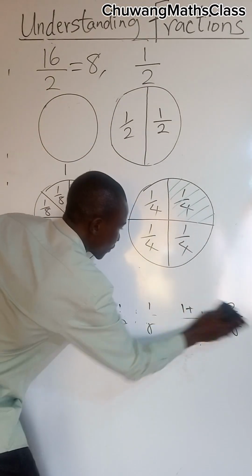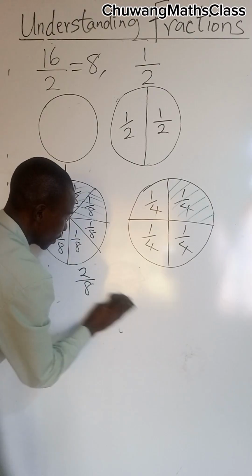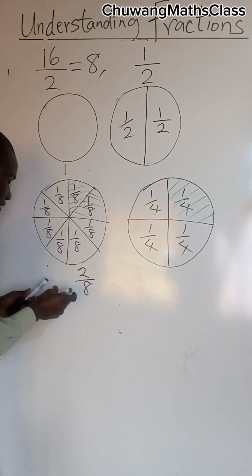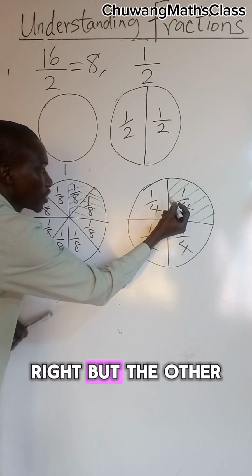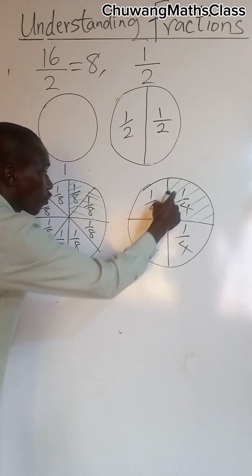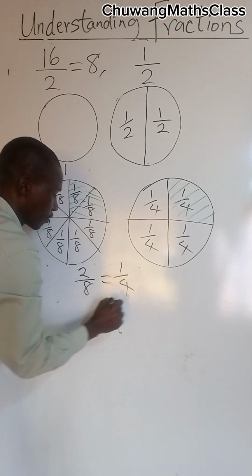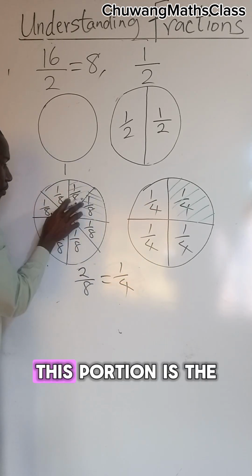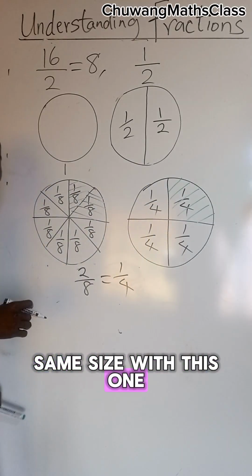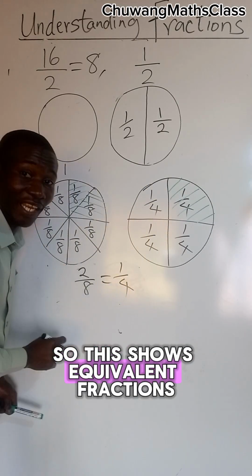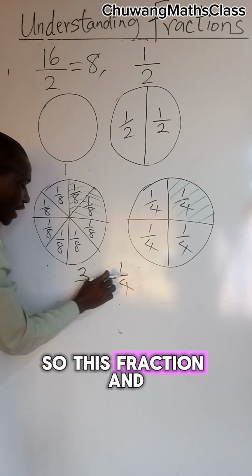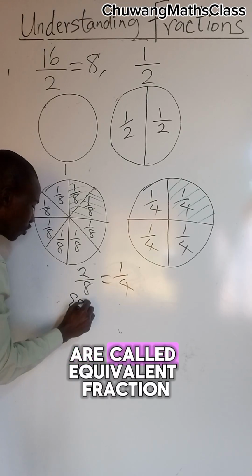So this is 2/8, right? But the other one is 1/4, but it's the same thing. This portion is the same size as this one, so this shows equivalent fractions. So this fraction and this one are called equivalent fractions.